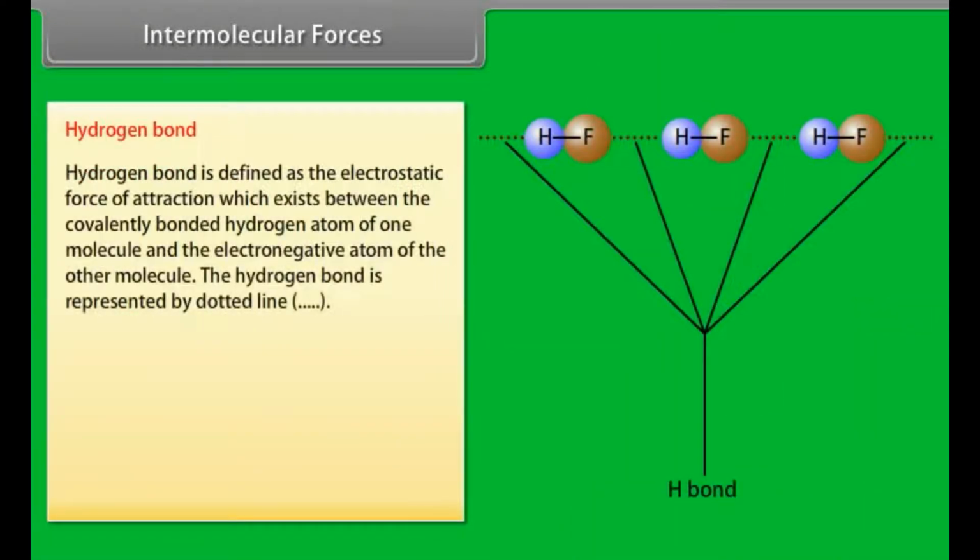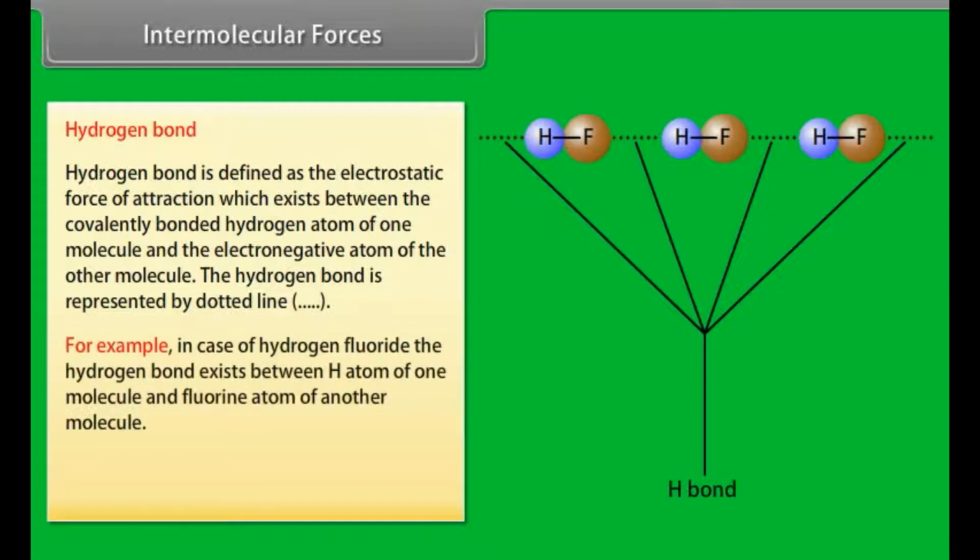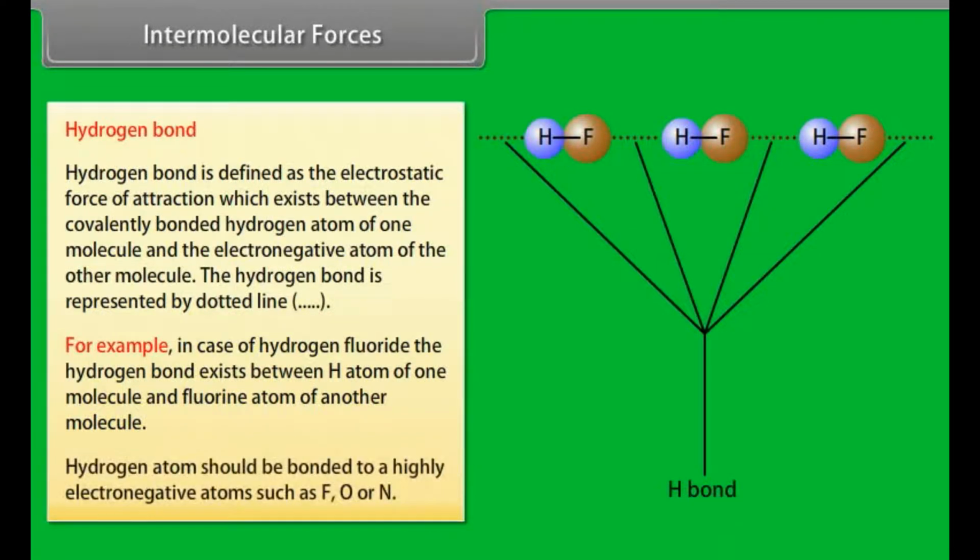Hydrogen bond. Hydrogen bond is defined as the electrostatic force of attraction which exists between the covalently bonded hydrogen atom of one molecule and the electronegative atom of the other molecule. The hydrogen bond is represented by a dotted line. For example, in case of hydrogen fluoride, the hydrogen bond exists between the H atom of one molecule and the fluorine atom of another molecule. Hydrogen atom should be bonded to highly electronegative atoms such as fluorine, oxygen or nitrogen. The larger the electronegativity of the other atom, the greater is the strength of the hydrogen bond.